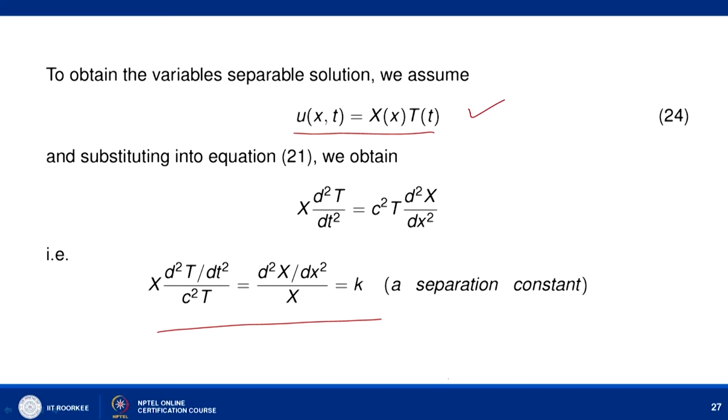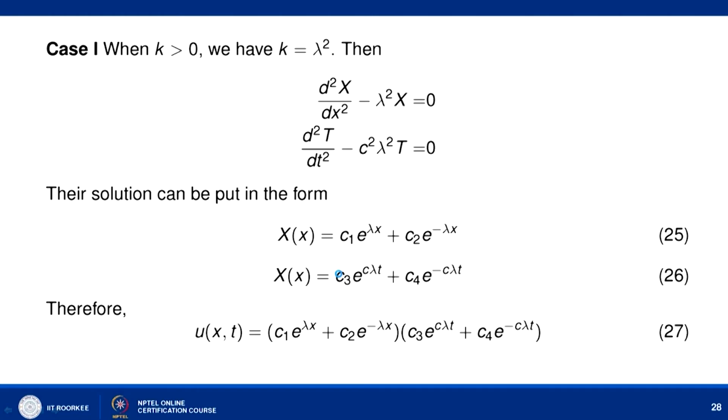Now, here this k is a separation constant. So, it means that we can write our equation like this: d2X/dx² minus λ²X equal to 0, and d2T/dt² minus c²λ²T equal to 0. Now, here let us consider 3 cases for these constant k. So, let us assume that k is positive, negative and 0, and we try to find out the non-trivial solution in each case.